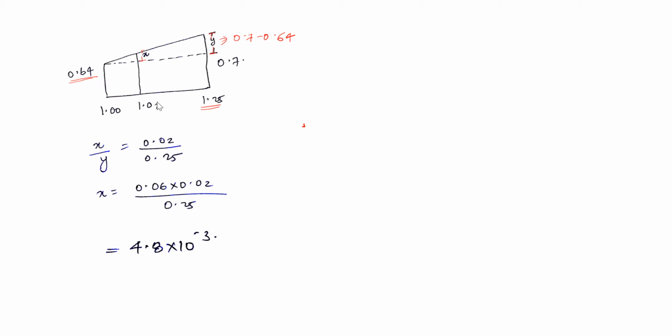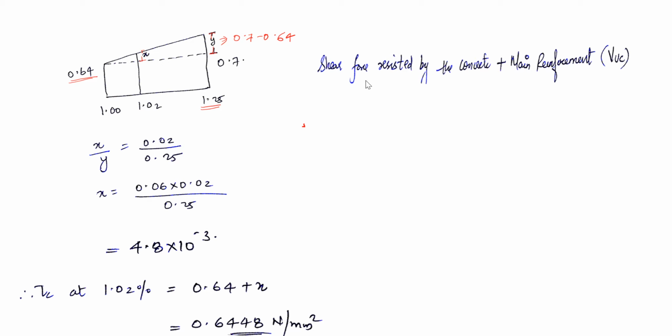At 1.02% percentage of reinforcement, the value for tau c is 0.64 plus x. That is, up to from here to here it is 0.64 plus x. Now you know the value for x, so tau c at 1.02% is 0.64 plus x. You will get it as 0.6448 Newton per mm square. That is the shear force to be resisted by the concrete and main reinforcement.